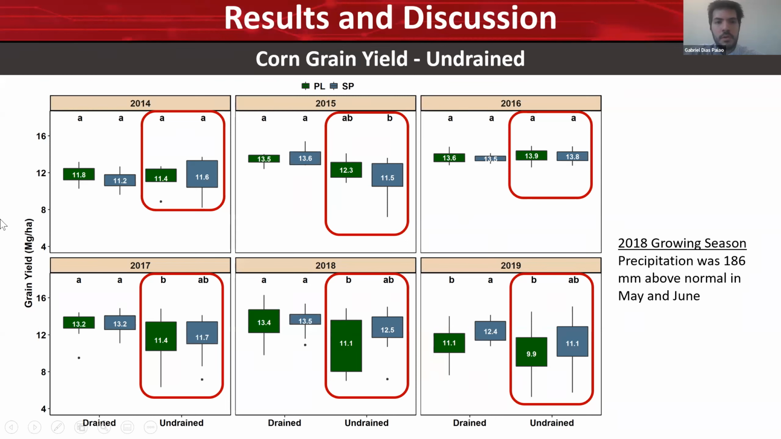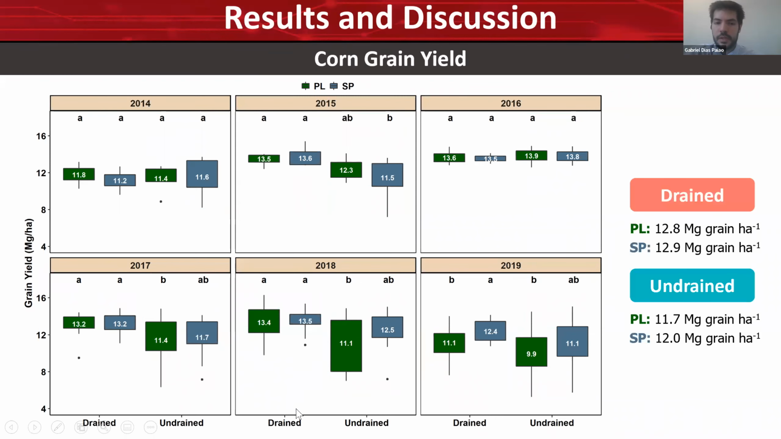But overall, when we compare the different drainage conditions and nitrogen application timings, we can see that for drained, there isn't much of a difference in terms of nitrogen application timing, and also for undrained, except for years that have really wet spring conditions. And overall, drained soils tended to produce about 1 megagram per hectare more than undrained, which is about 16 to 17 bushels per acre more than undrained.